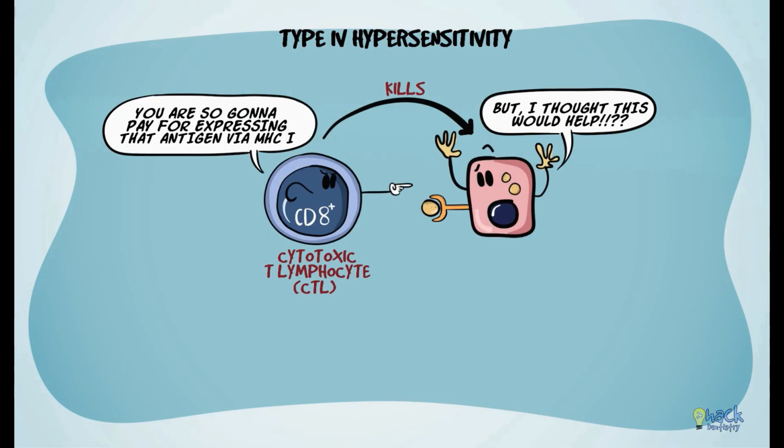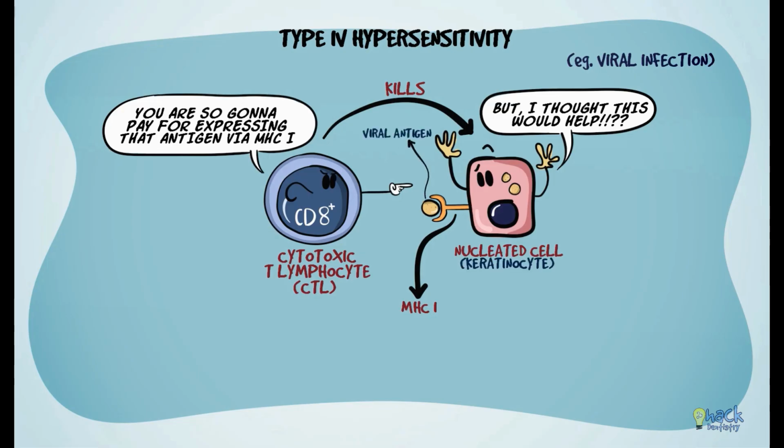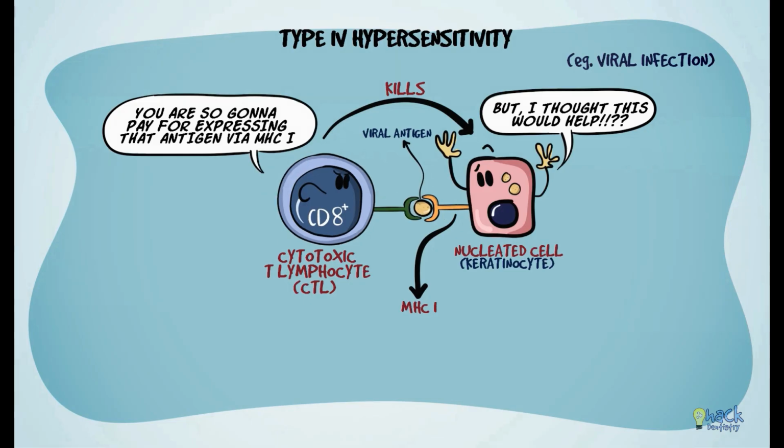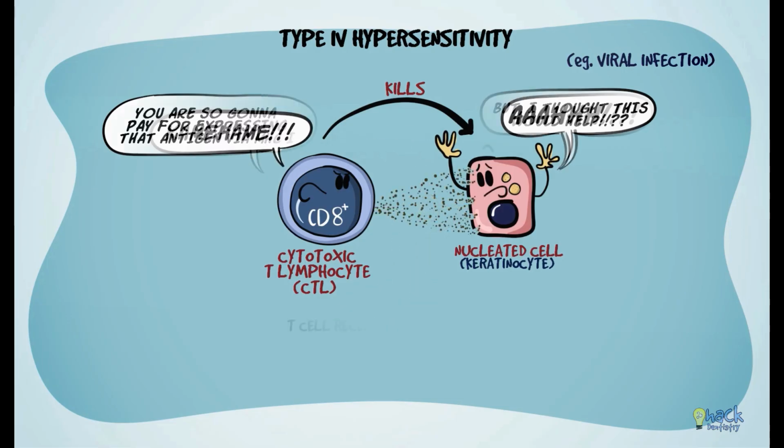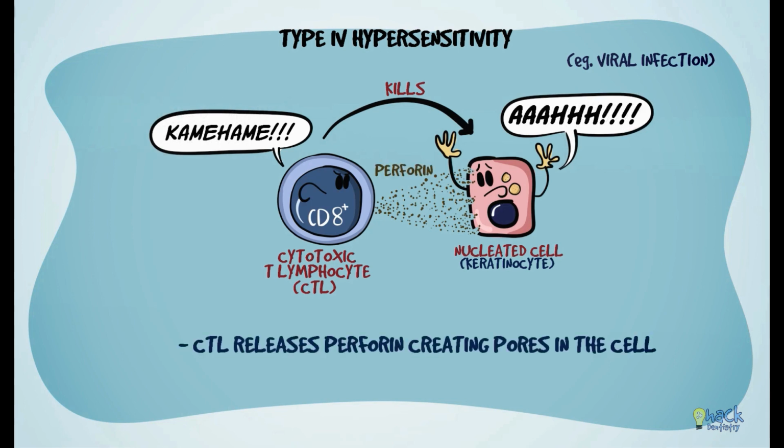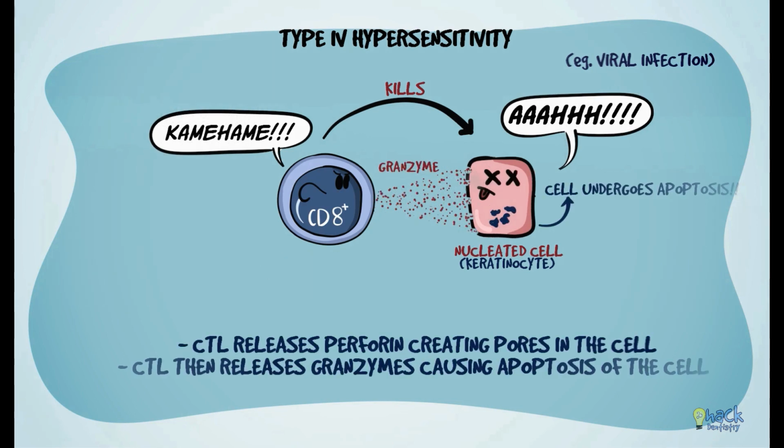Now, it has to be remembered that all nucleated cells express MHC1 molecules. So for example, in a viral infection, the affected keratinocyte may express the viral antigen through its MHC1 molecule. And this antigen presented through MHC1 molecule is recognized by a cytotoxic T lymphocyte via its T cell receptor. On recognition, the cytotoxic T lymphocyte releases enzymes called perforins that create pores in the cell and then release granzymes into the infected cell, causing apoptosis.